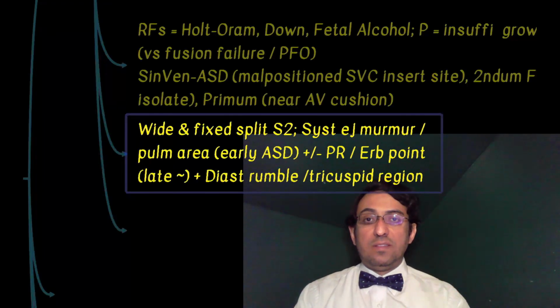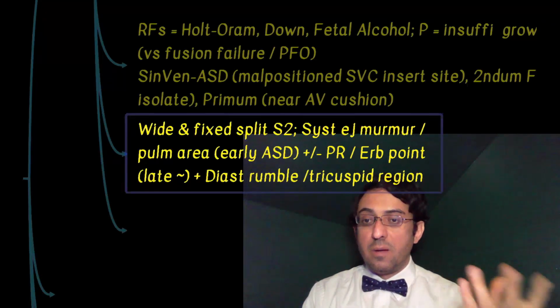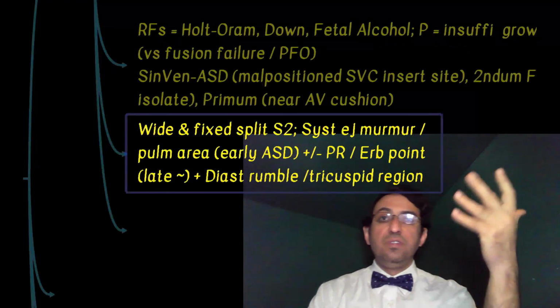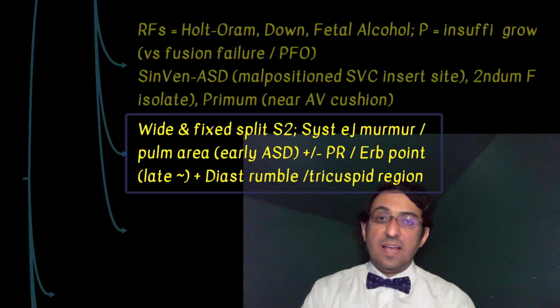Now, if you are asked what is the murmur specifically heard in late ASD, that will be the murmur of the complication, which is pulmonary regurgitation. After a while, that pulmonary valve has increased flow across it, it will start to be insufficient and regurgitate.